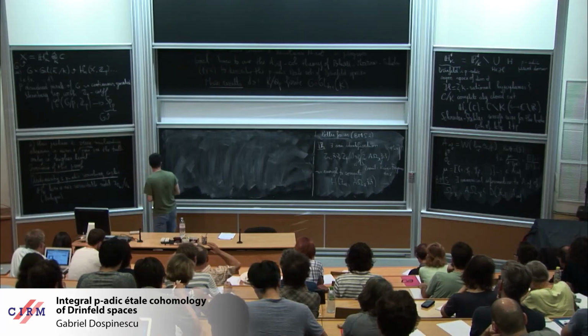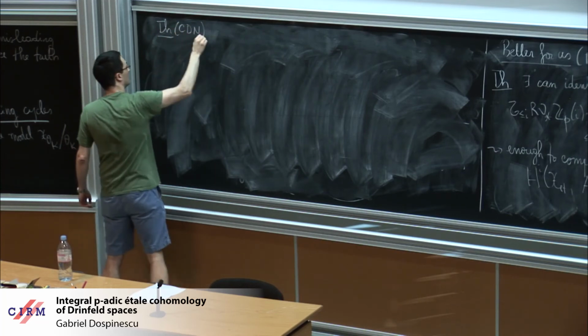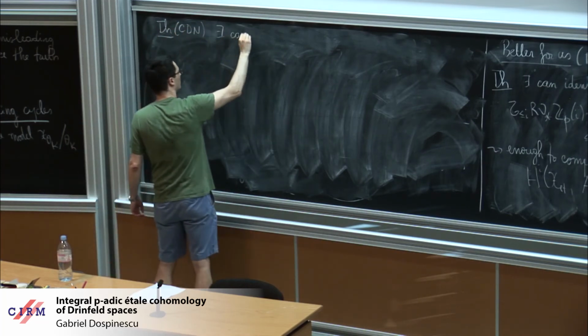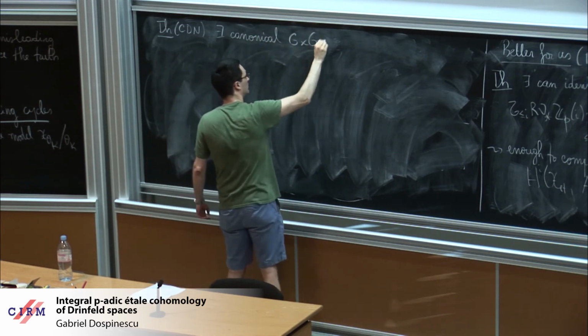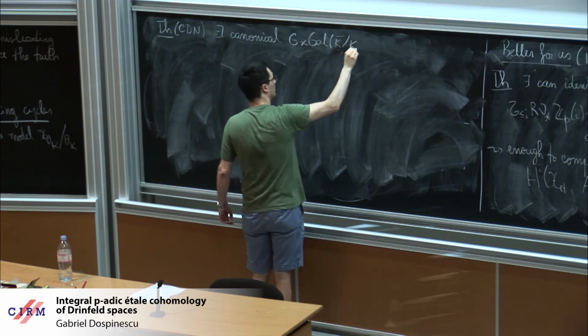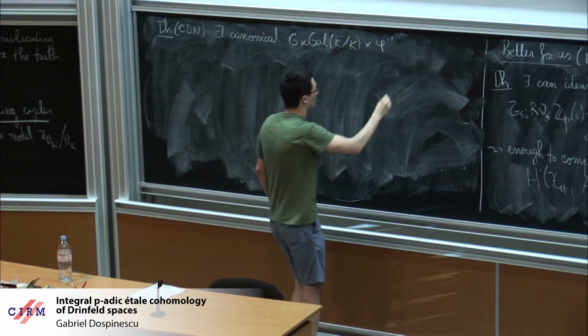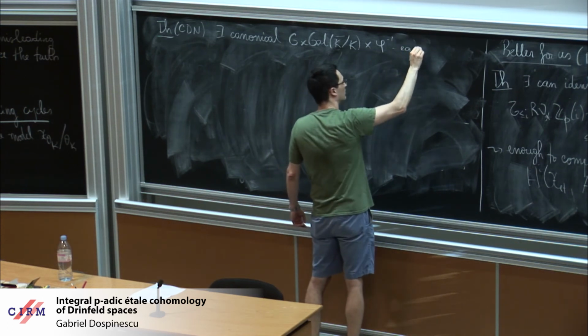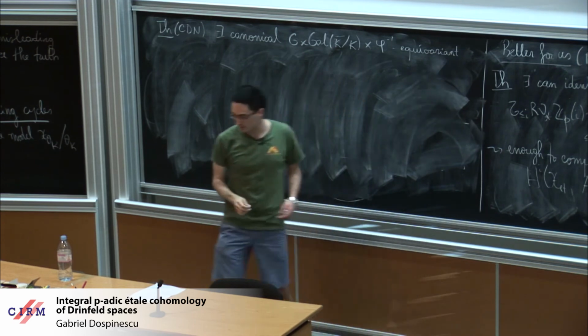So the theorem is the following. There is a canonical G cross Galois, well, let me put it like this, cross phi minus 1, equivariant isomorphism.